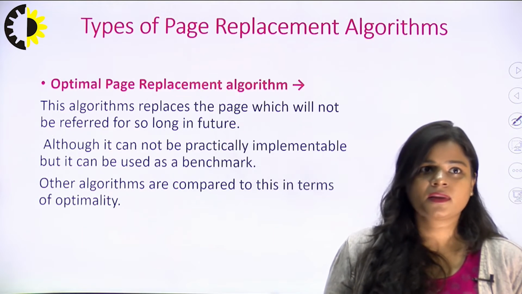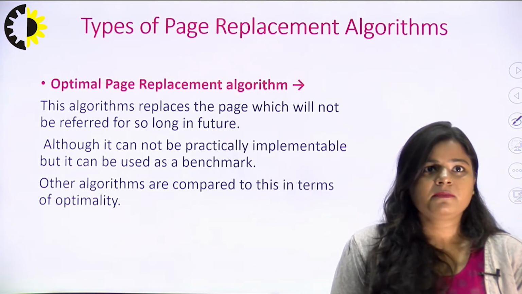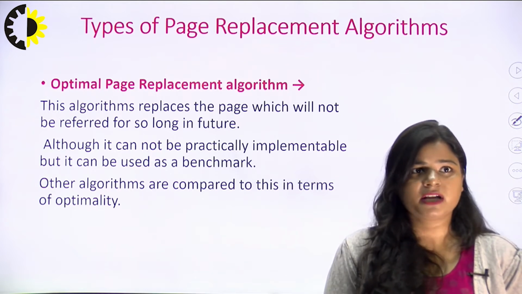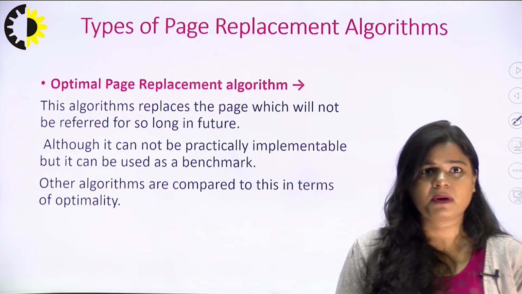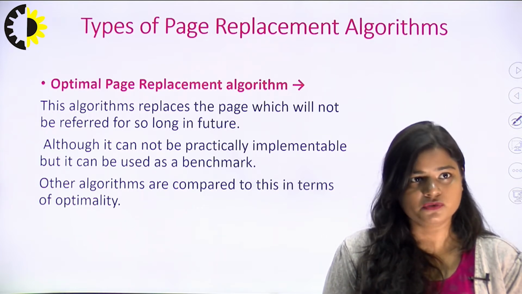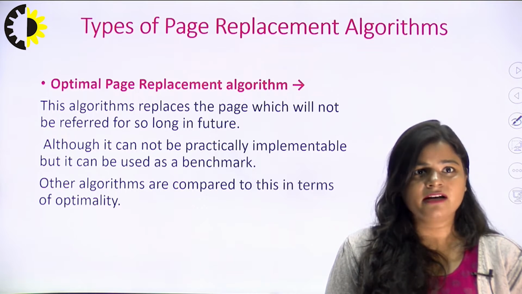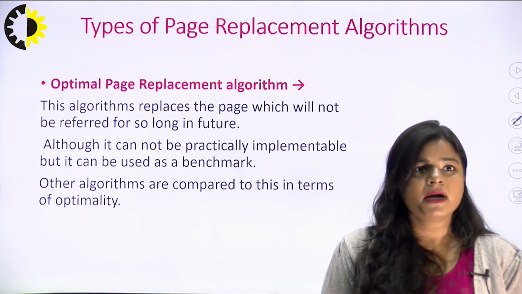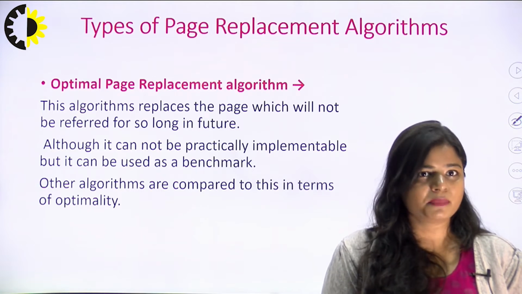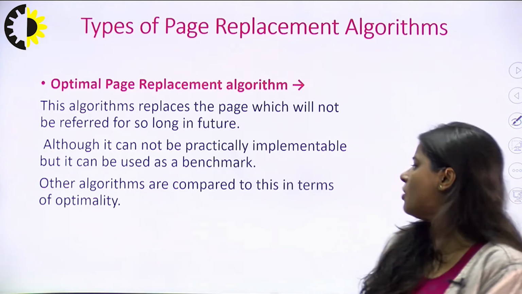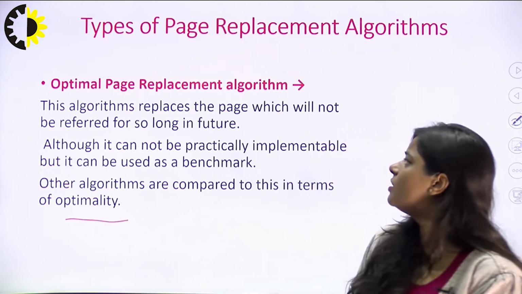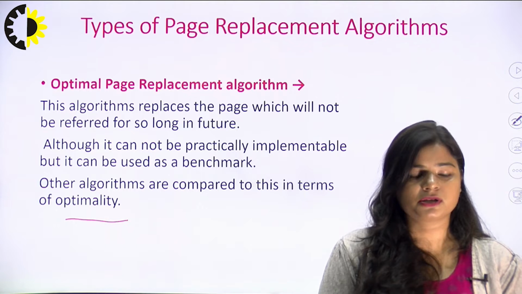Another type of page replacement algorithm is the optimal page replacement algorithm. This algorithm replaces the page which will not be referred to for the longest time in the future. Although it cannot be fully implemented, it can be used as a benchmark. Other algorithms are compared to this in terms of optimality. Why are we using this page replacement algorithm? Due to the optimal solution.